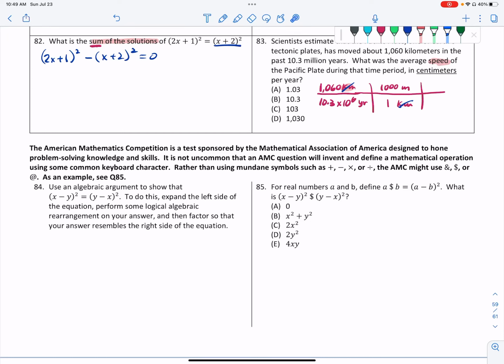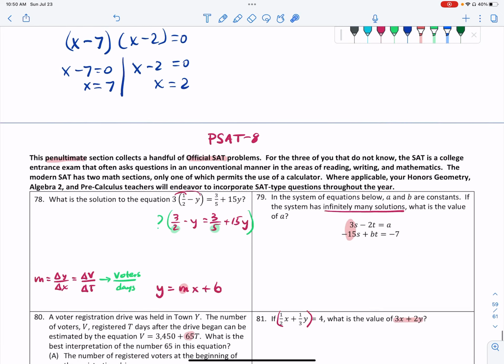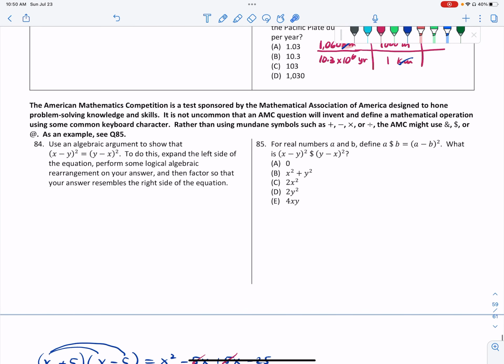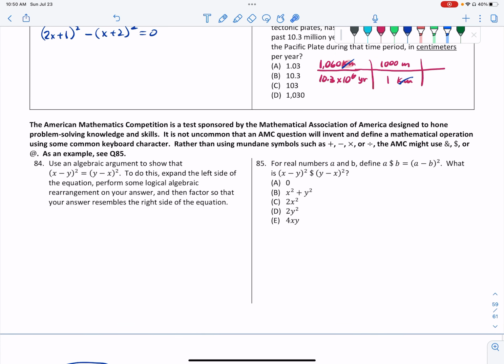Which brings us to our last two questions. The American Mathematics Competition is a test sponsored by the Mathematical Association of America designed to hone problem-solving knowledge and skills. Just understand that this AMC test is not like the SAT or PSAT. You're not required to take this. This is an optional test for those people who are really good at math, really interested in mathematics, and our Math Honor Society or Math Club prepares for this test.